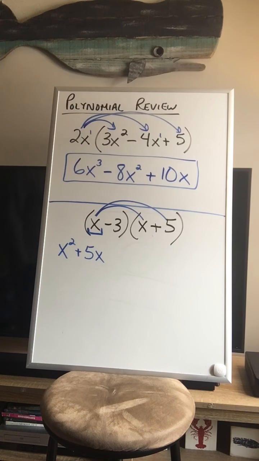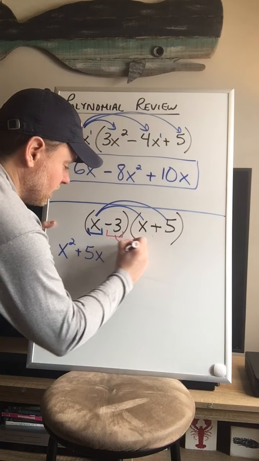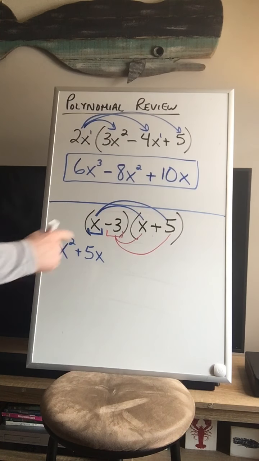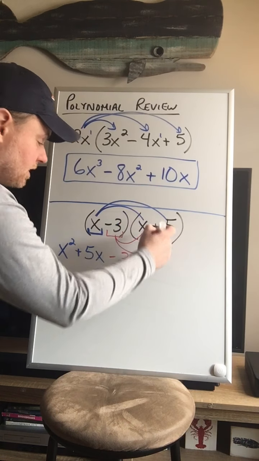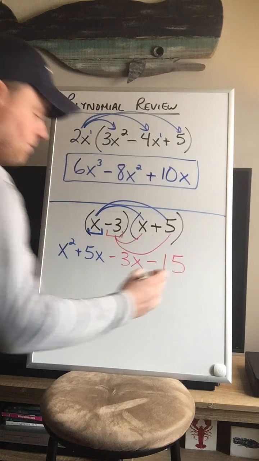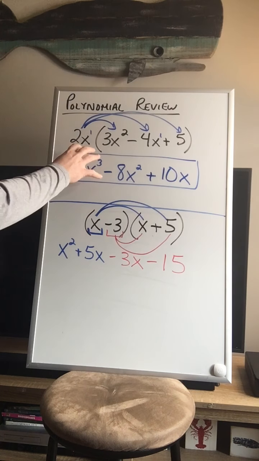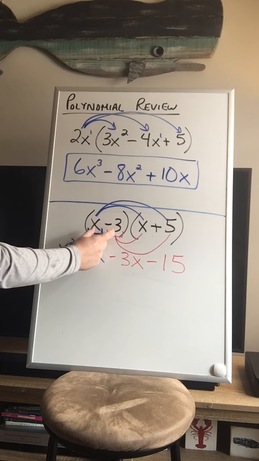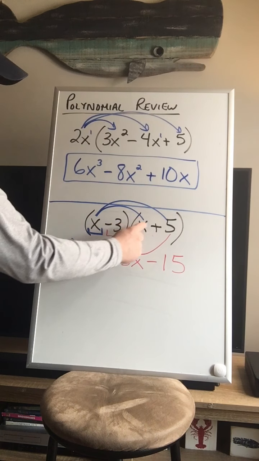Now you move to the minus 3. Right? So I'm going to move to the minus 3, and I'm going to distribute the minus 3 to the x, and the minus 3 to the 5. So minus 3 times x, that's minus 3x, and minus 3 times 5, that's minus 15. Okay? So I'm still distributing just like I was up here, except here there was only one term to distribute. Here there's two terms to distribute. I distribute the x to both terms, and I distribute the minus 3 to both terms.